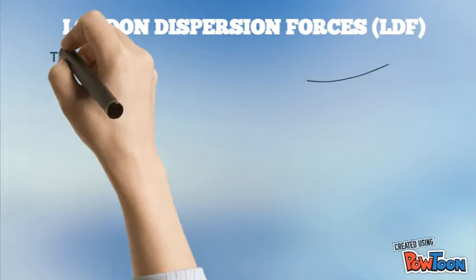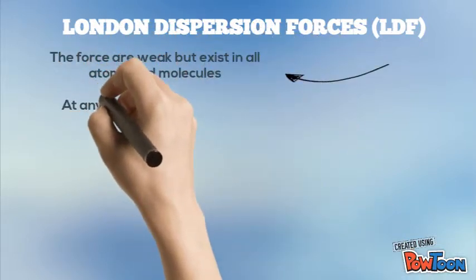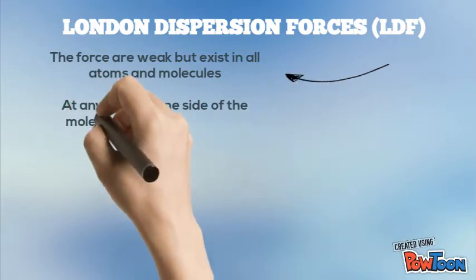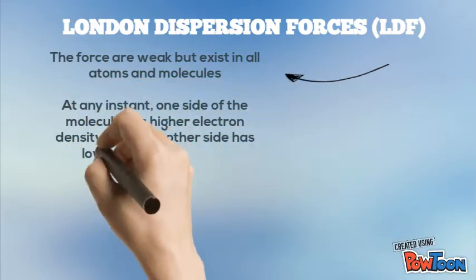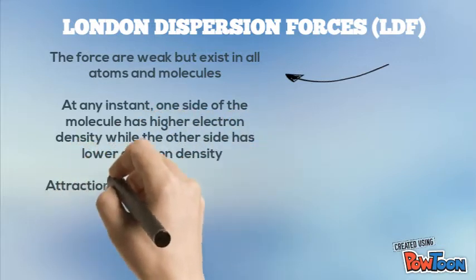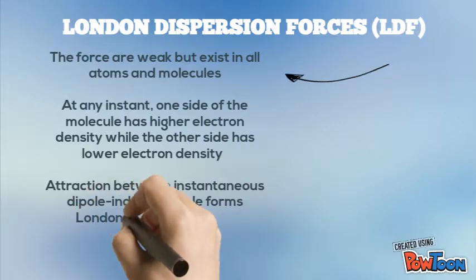London dispersion forces. The forces are weak but exist in all atoms and molecules. At any instant, one side of the molecule has higher electron density while the other side has lower electron density. Attraction between instantaneous dipole and induced dipole forms London dispersion forces.